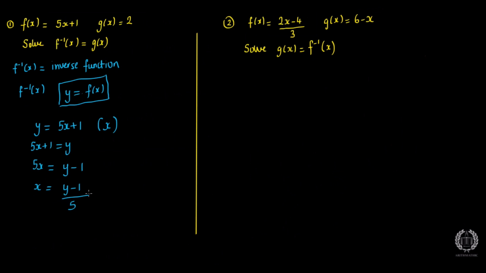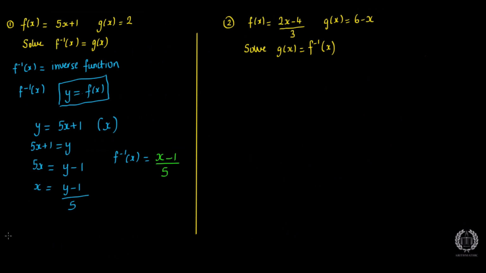Now the way we rewrite this as the inverse function: we write f minus 1 of x equals, and the final step when we write an inverse function is to change the y into x. So now my y becomes x, and you have x minus 1 over 5. That is our inverse function, f minus 1 of x. Pretty much it. That's it.